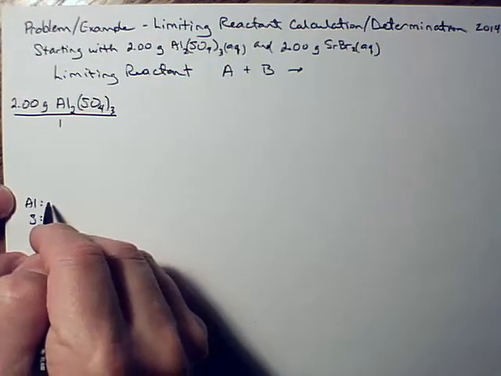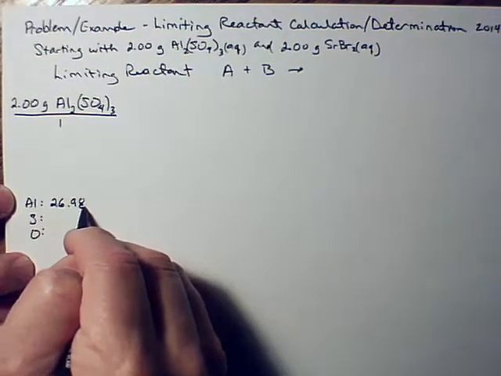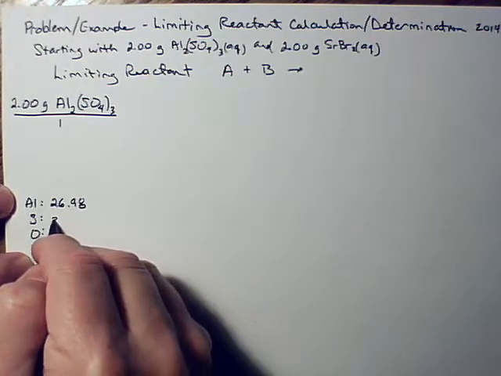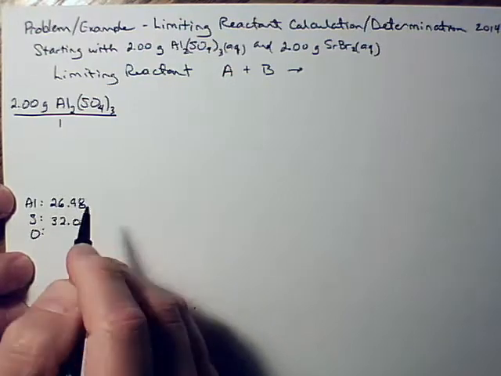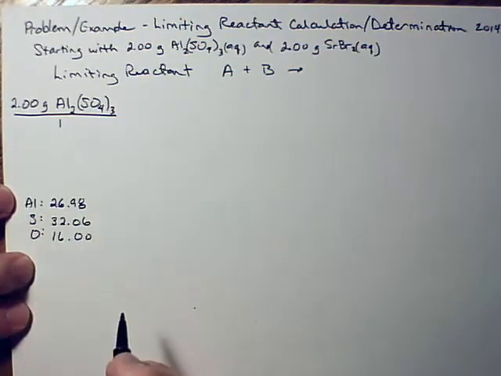Aluminum's atomic mass on the periodic table we use is 26.98. Sulfur's atomic mass is 32.06. And oxygen is 16.00.